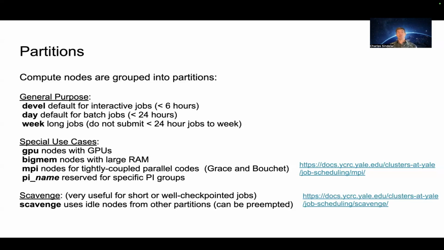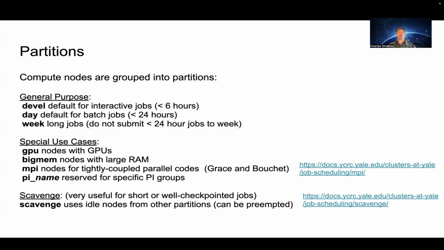However, it can be preempted, which means that if the owner of the node or someone with a higher priority would like to use that node, then your job will be terminated perhaps before it's finished. And so you need to take special precautions when using the scavenge node. But the advantage of the scavenge node is that it allows you to run jobs more quickly because there are usually resources that are available. And also sometimes there are many more resources that are available on scavenge.